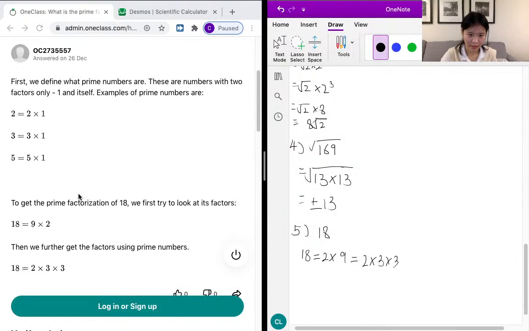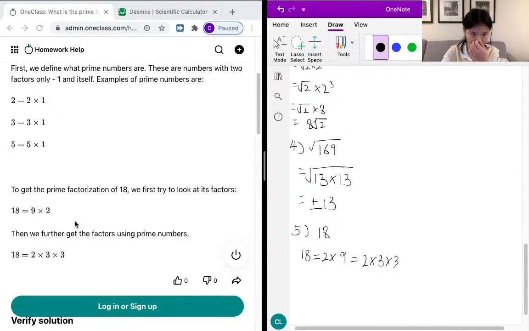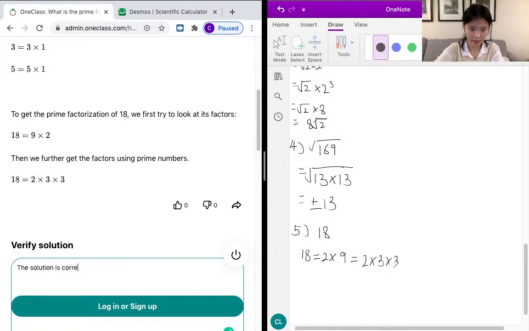So let's look at their steps. It's correct. Okay, let's just say the solution is correct. Excellent.